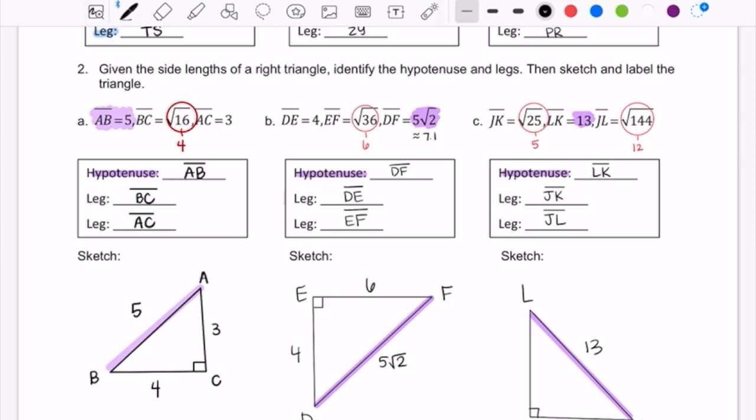Segment JK is one of the legs, that side's 5. And then segment JL is the other leg of the triangle. That's the square root of 144, which you can label that way or you can label as the number 12.